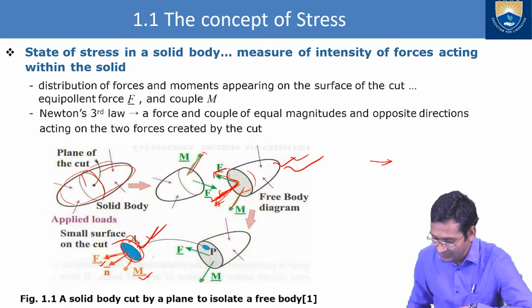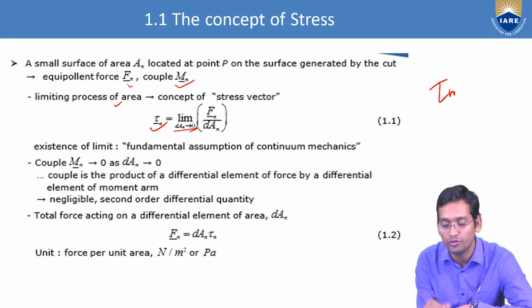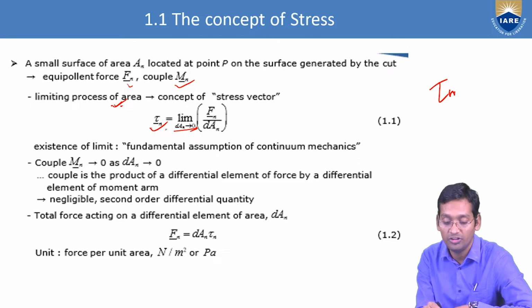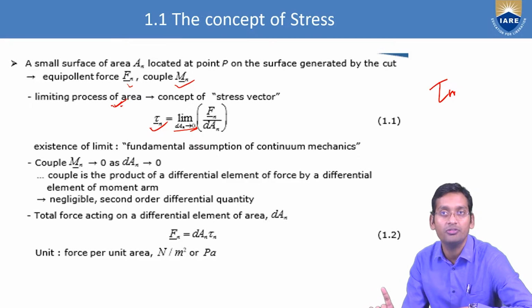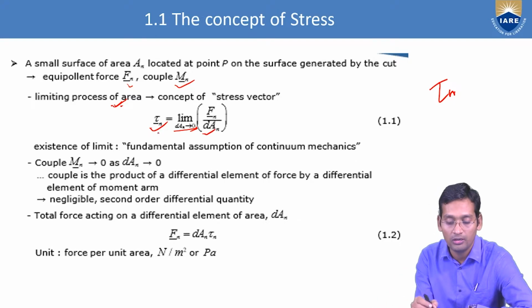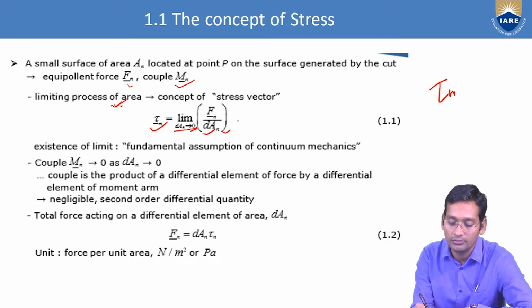That's why the area approaches zero. Just see, ΔAn approaches zero, that is the limiting process of area, and tau is what? Force per unit area. Here our area is dA, the small elemental area, right? So tau n will be equal to the limit as ΔAn tends to 0 of Fn by ΔAn.